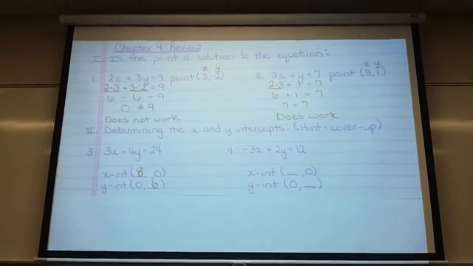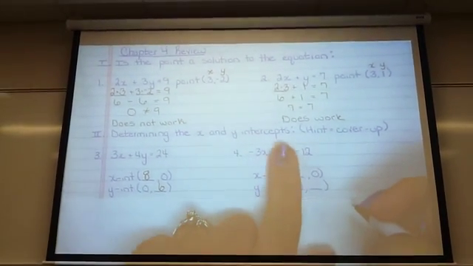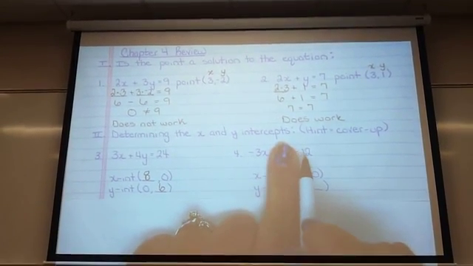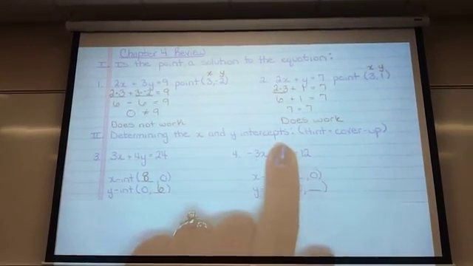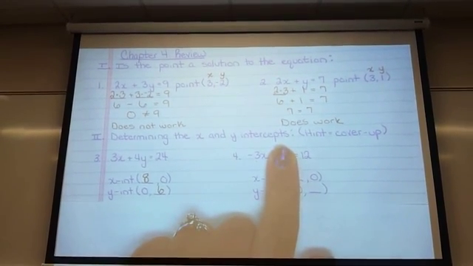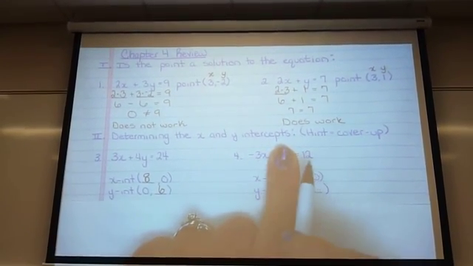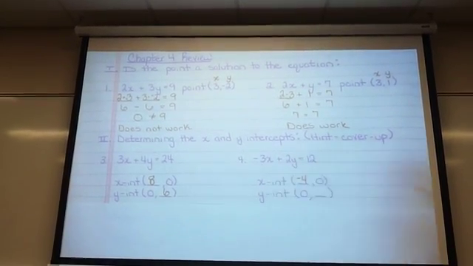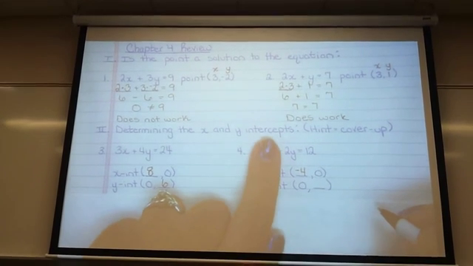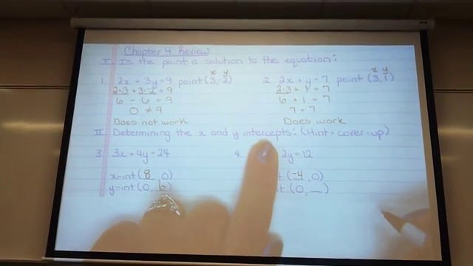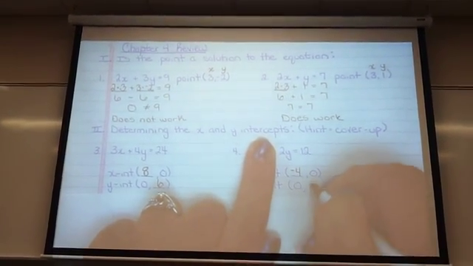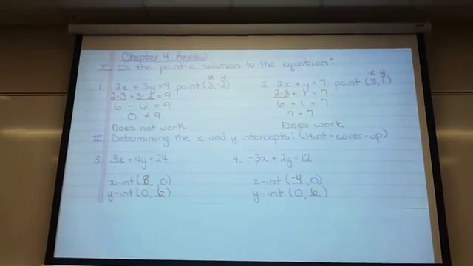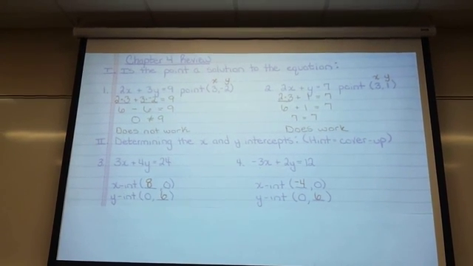Same thing with 4. If I cover up my y, now I've got negative 3 times what gives you positive 12? Negative 4, because 2 negatives would give you that positive answer. So negative 4. And then if I cover up my x, 2 times what would give you 12? 6. So you've got 2 like that. You just find the x and y intercepts.